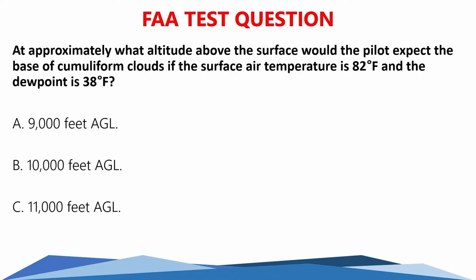All right, so breaking out your calculators, using the information as follows. At approximately what altitude above the surface would the pilot expect the base of cumuliform clouds if the surface air temperature is 82 degrees Fahrenheit and the dew point is 38 degrees Fahrenheit? Would we expect them at 9,000, 10,000, or 11,000 feet AGL?